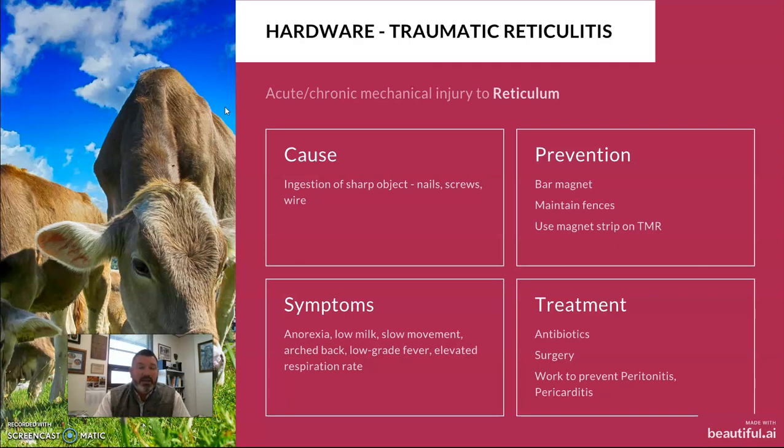If you detect and diagnose hardware disease properly, antibiotics will help them because you potentially have an active infection going on. Surgery, if it's warranted on the animal, might be a possibility. But hopefully you're working to prevent peritonitis, which we will cover later on, and pericarditis, because the reticulum is located right next to the heart, and sometimes that sharp object can poke through and damage the pericardial sac, and therefore cause an infection there.